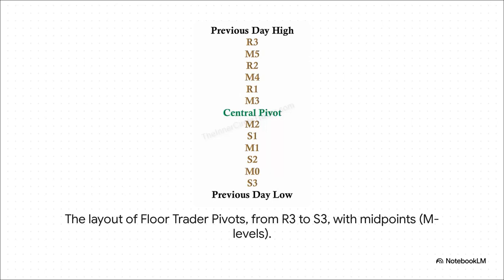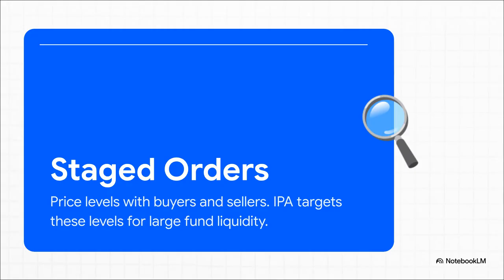But, and this is important, look closely at those M levels. Those are the midpoints between the main pivot lines, and you absolutely cannot ignore them. They are just as juicy of a target for the algorithm as the main levels are. And this is really the secret sauce right here. We are not looking at these as places to buy or sell, like buy at S1 or sell at R1. That's the old retail way.